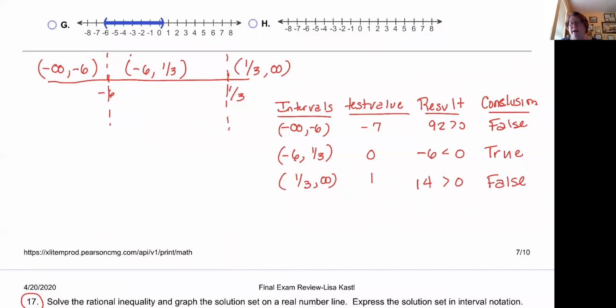So the only place where this inequality is true is between -6 and 1/3. Because if it's true for the test value in that interval, it's true for every point in that interval. If it's false for a test point in that interval, it's false for every point in that interval. So the solution to this is the interval from -6 to 1/3.